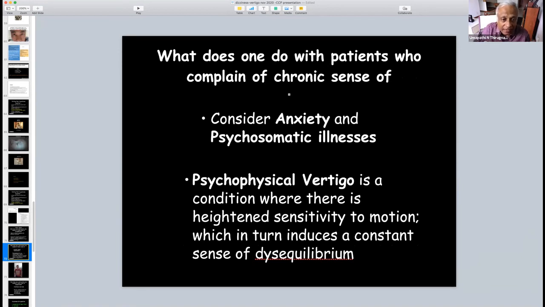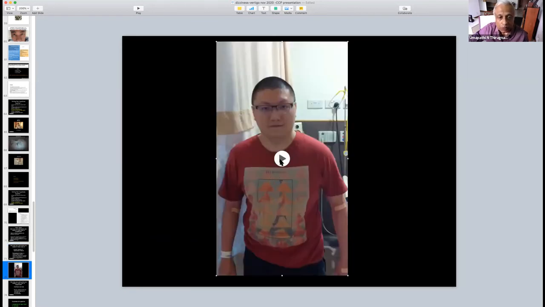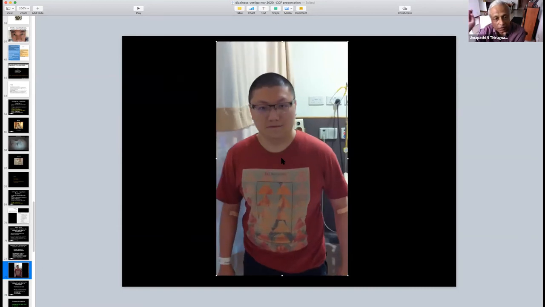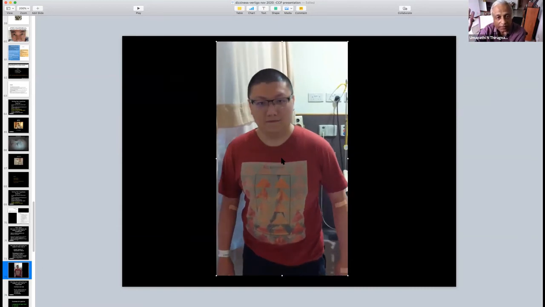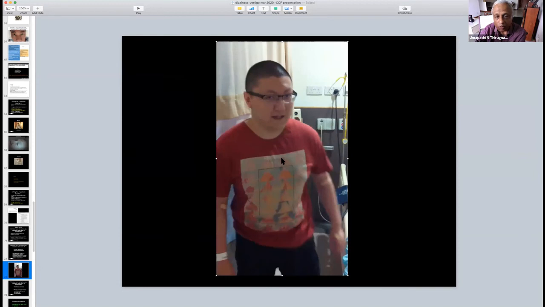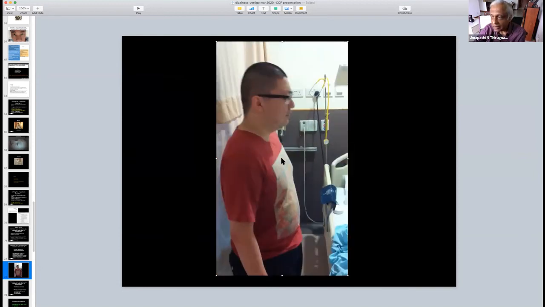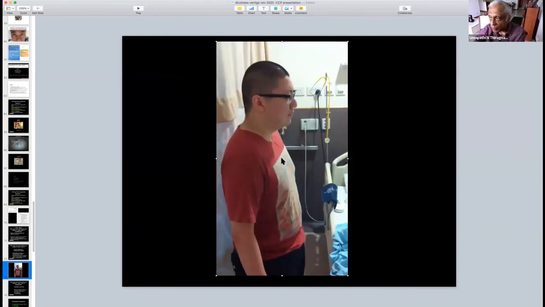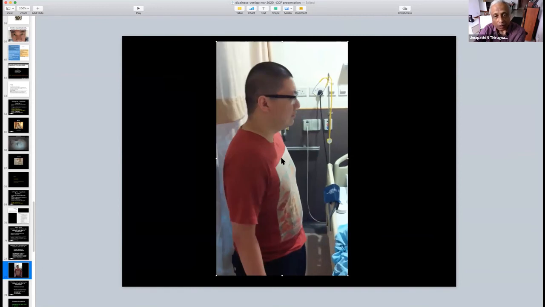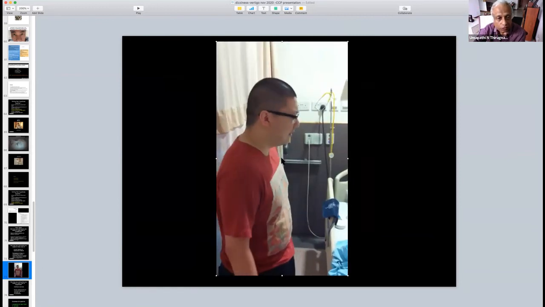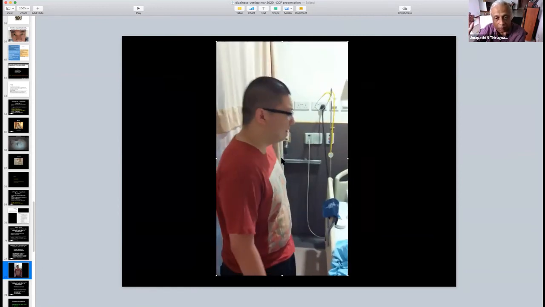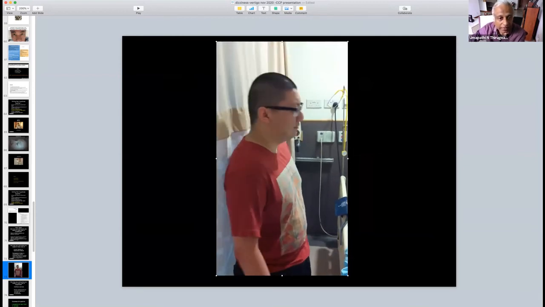Finally, consider anxiety and psychosocial factors as a cause. For example, this patient who was an army recruit continuously complains of disequilibrium, whether he's sitting, standing, or moving. Obviously his vestibular examination was completely normal. He has no bilateral or unilateral vestibular toxicity. He has no central nervous system features. But because of his anxiety related to his military service, he presents with chronic disequilibrium.